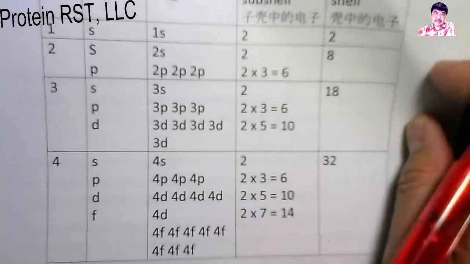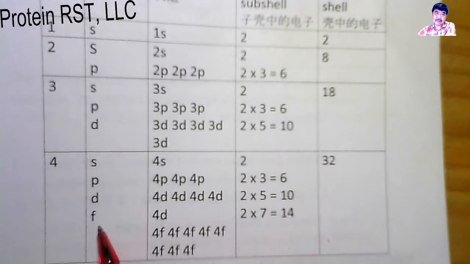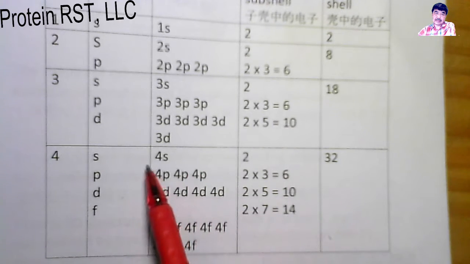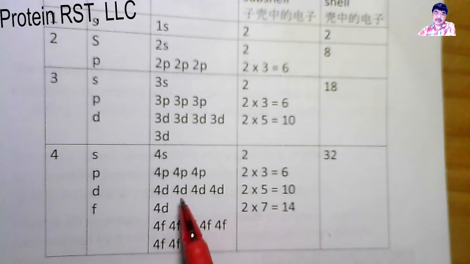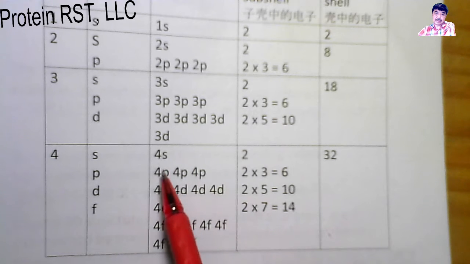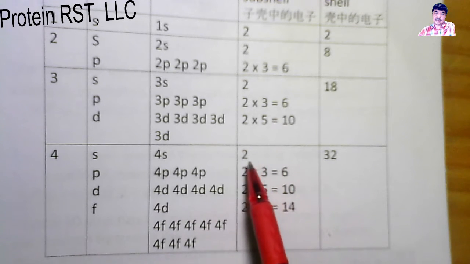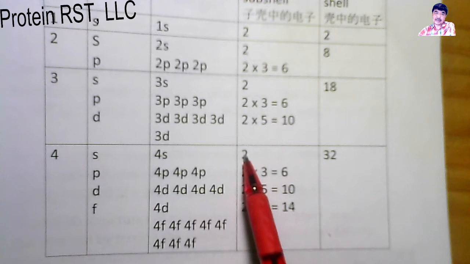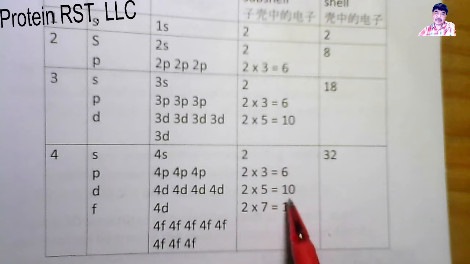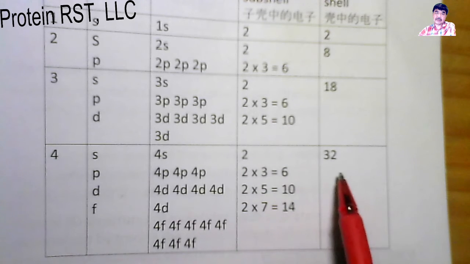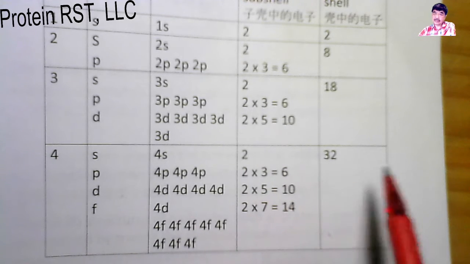The fourth shell has 4 subshells, and you can see a large number of orbitals: 16 in total. And then you can see the electrons in each subshell: 2, 6, 10, 14. The total is 32.